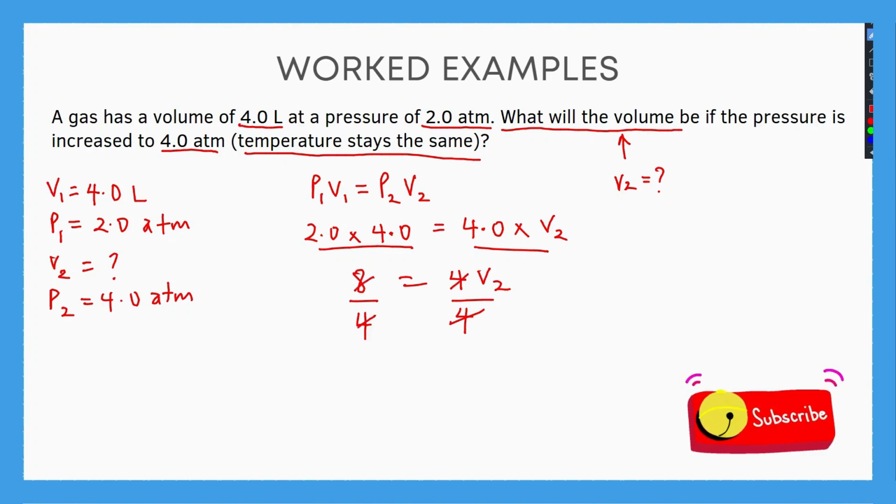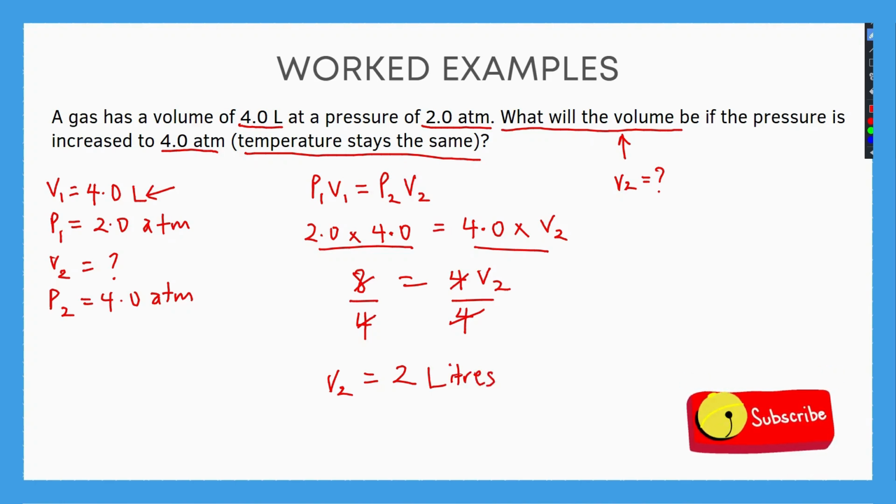Then 8 divided by 4 gives us V2 is equal to 2. What is the unit we're going to use? Remember, V2 stands for volume, and for volume we're measuring it in liters, so we have V2 being 2 liters.